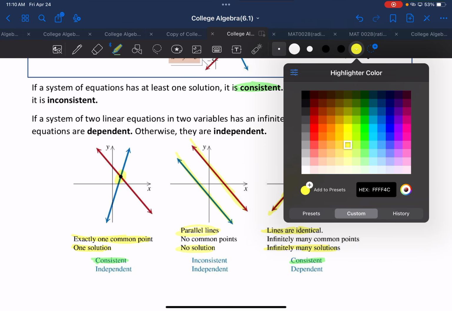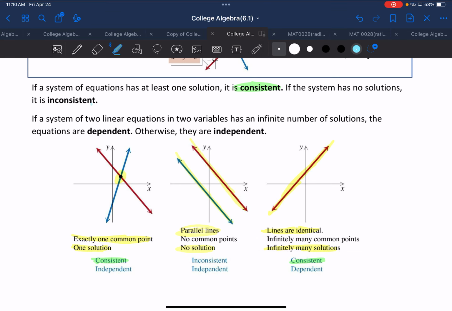So when it has no solution, this is called inconsistent. That's the only case that would be inconsistent. They don't have a solution.